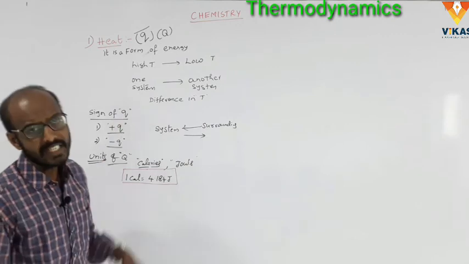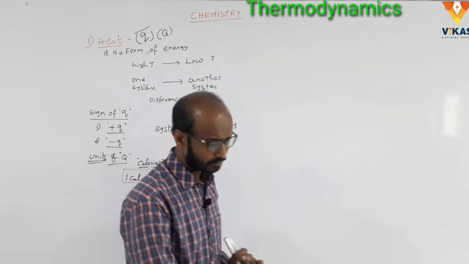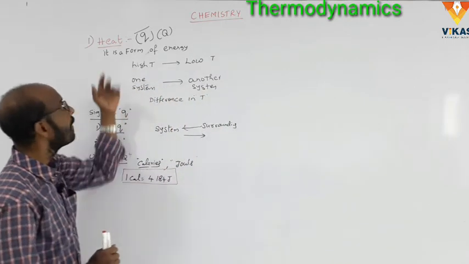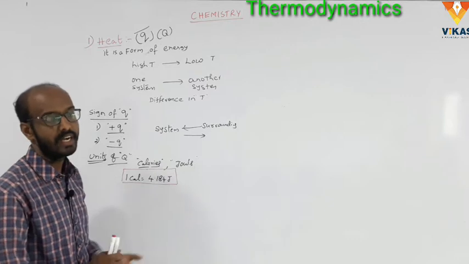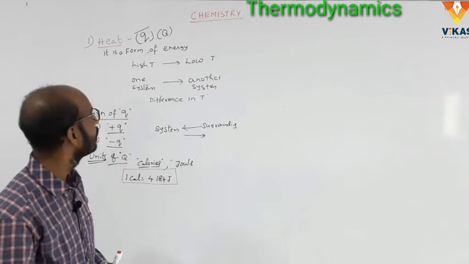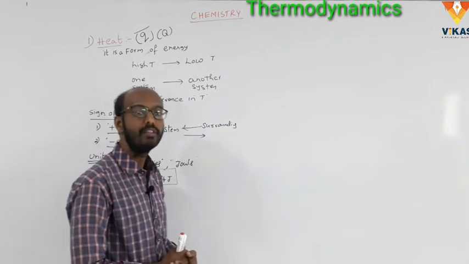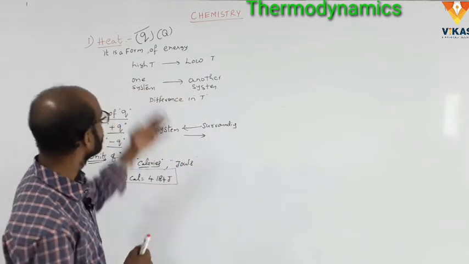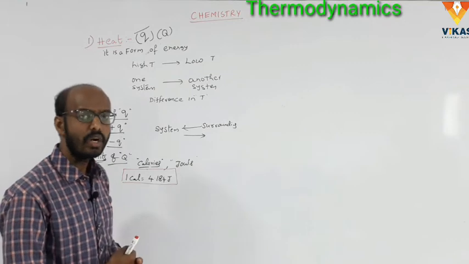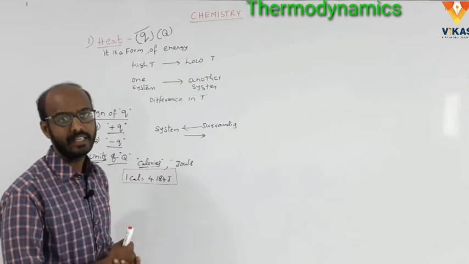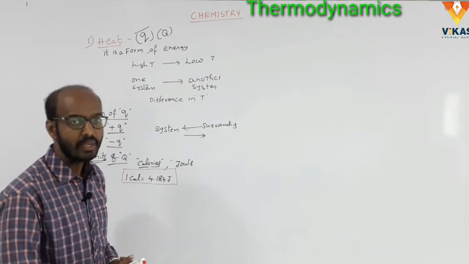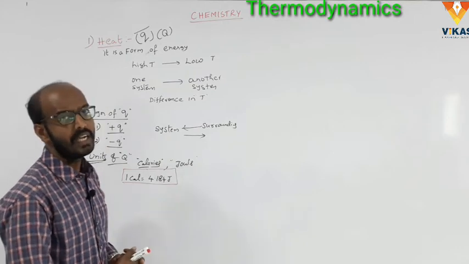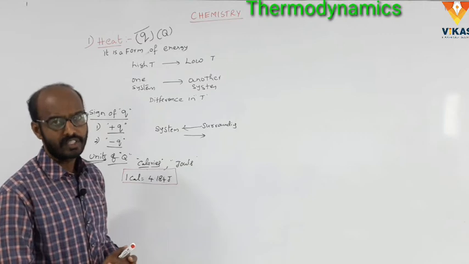But here, is heat a state function or a path function? Heat is a path function. Already in the last class I discussed that heat and work are path functions. Why is heat a path function? Why is heat not accepted as a state function?